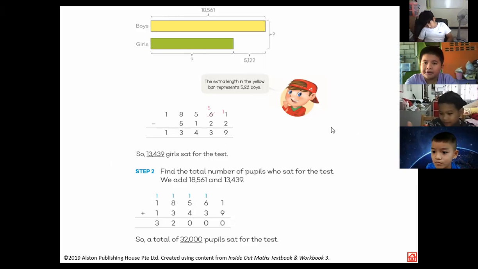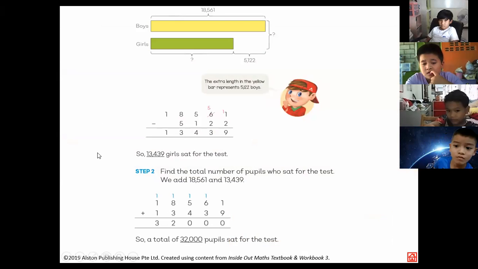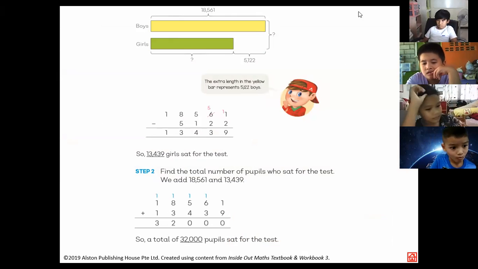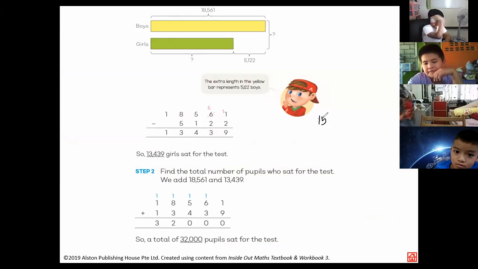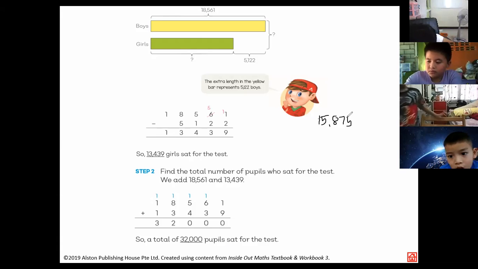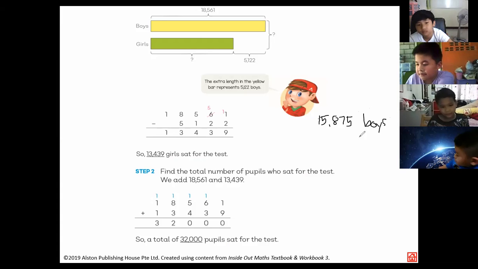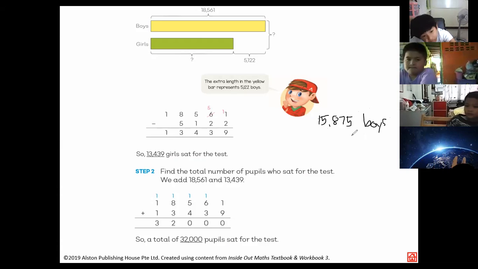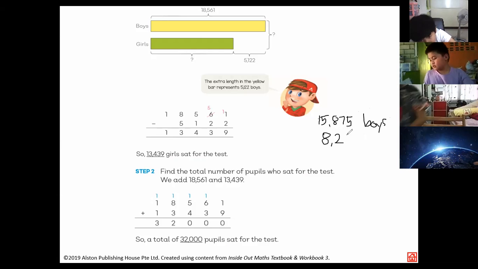Do you understand, class? Do you understand example number nine? Okay, I'm gonna give you another example, all right? Let's say I have a total number of boys, which is 15,875. That's the number of boys. And then the number of girls is, let's say, 8,210.